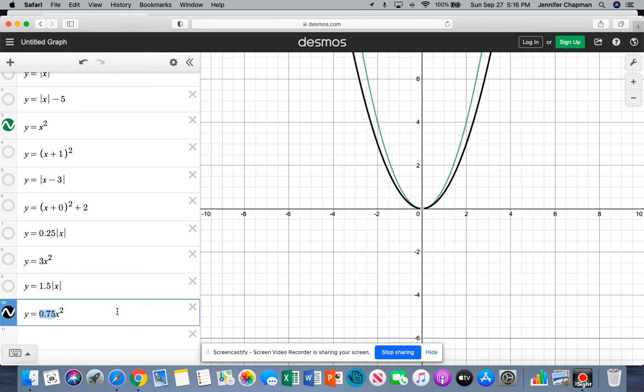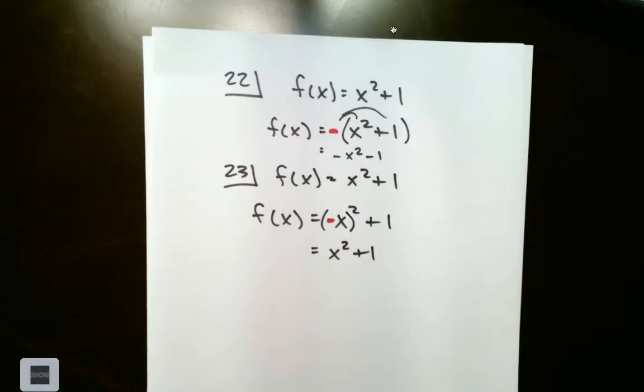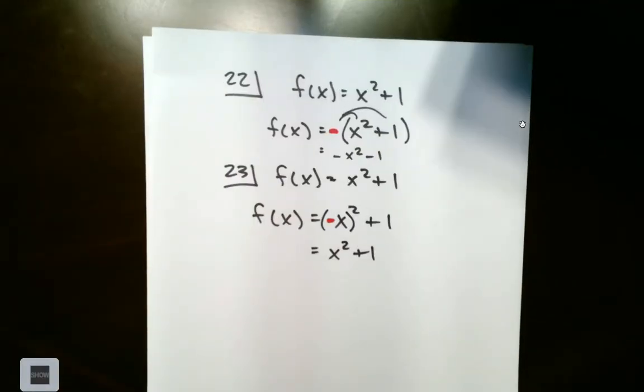28, use this graph. So I think I'm going to have to flip back over to my camera. Hopefully I'm not making anybody sick. Go back over to my camera.